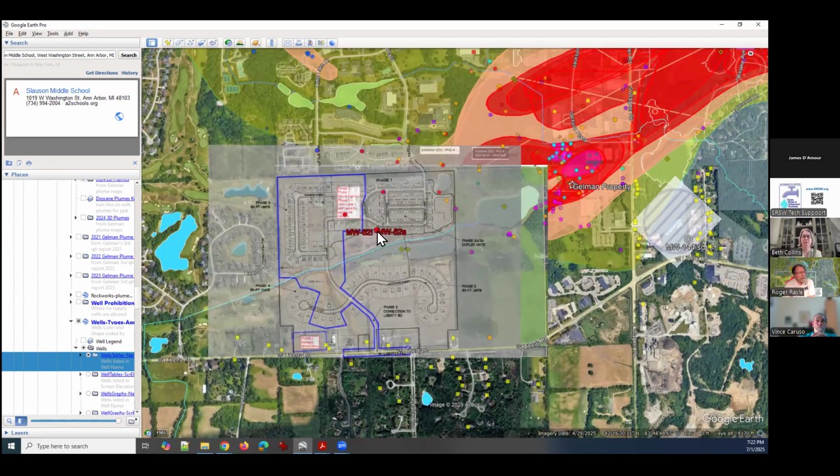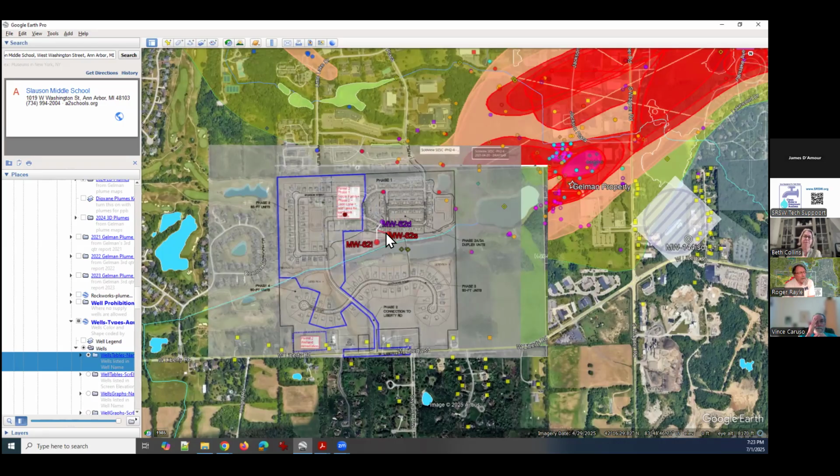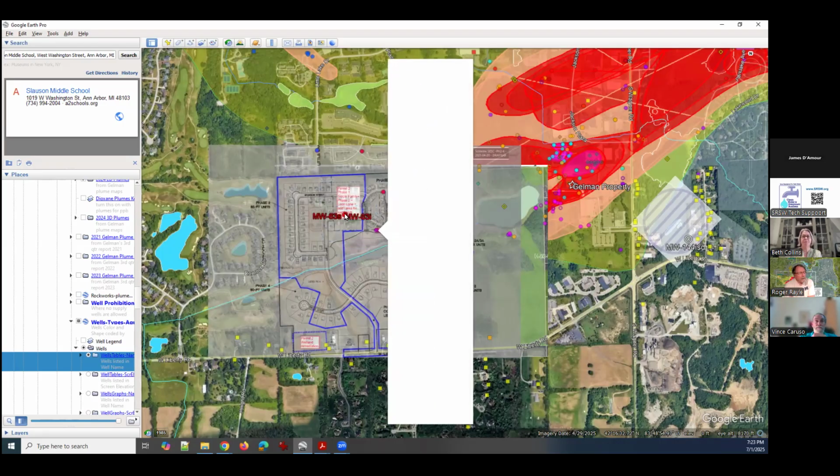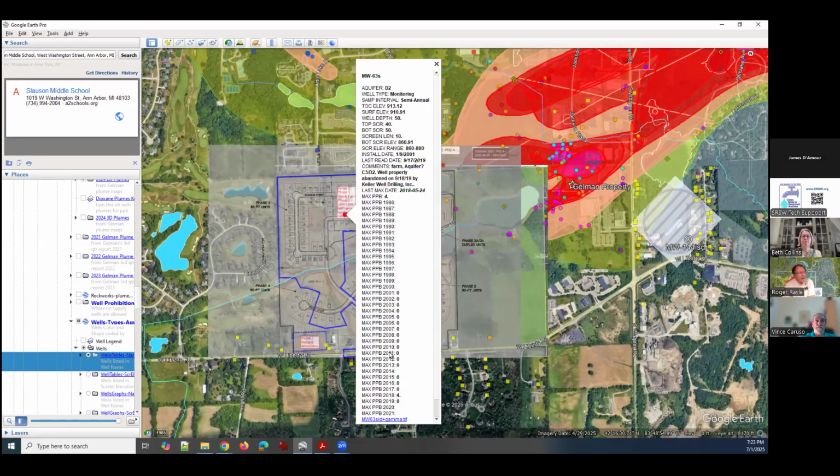Then there's these compliance wells, and early on there were some hits in that, but I think this is the one that got this nesting here. I think these had to be shut down, and that one had a more recent reading, 2018, of 4 parts per billion. And that was only 50 feet deep. So yeah, that's a concern.